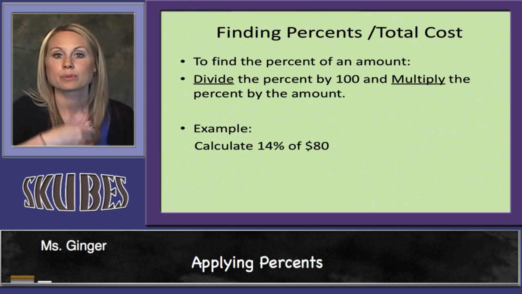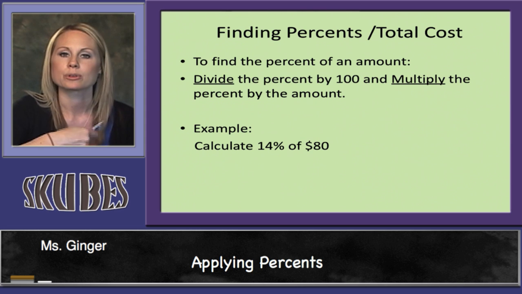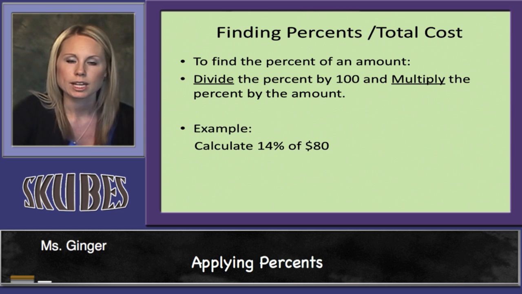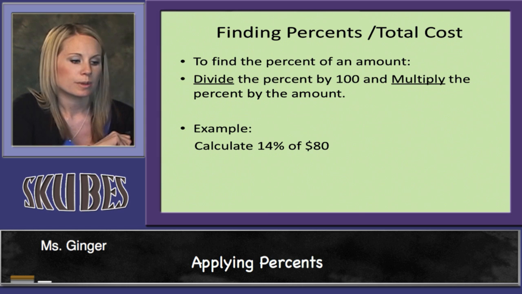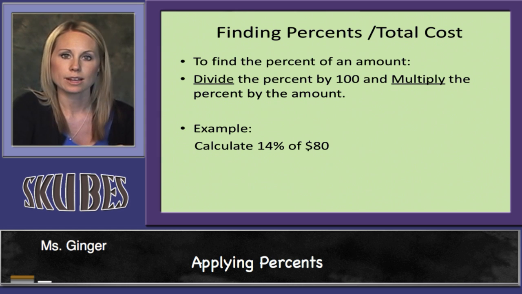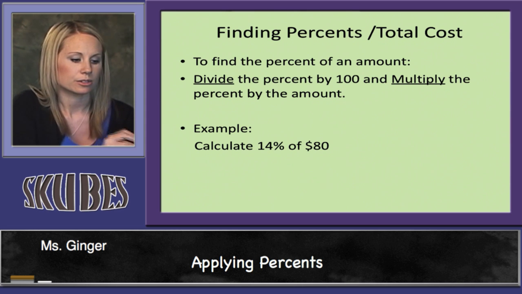So how do we find the percent of an amount? Well, it's very simple. All we've got to do is divide the percent we're trying to find by 100. That converts it to its decimal equivalent. And then multiply that by the amount that we're looking at. It's very easy. So for example, let's calculate 14% of $80.